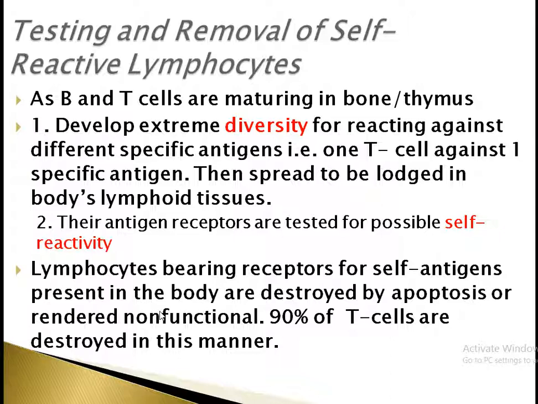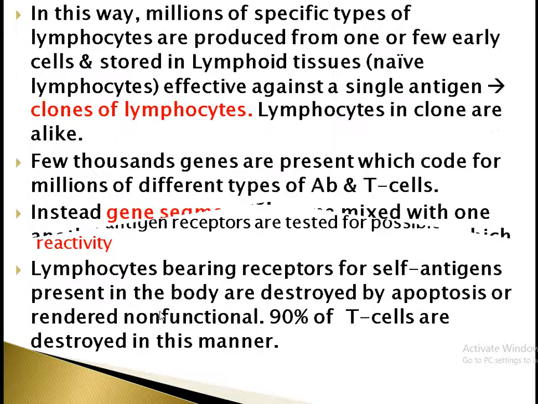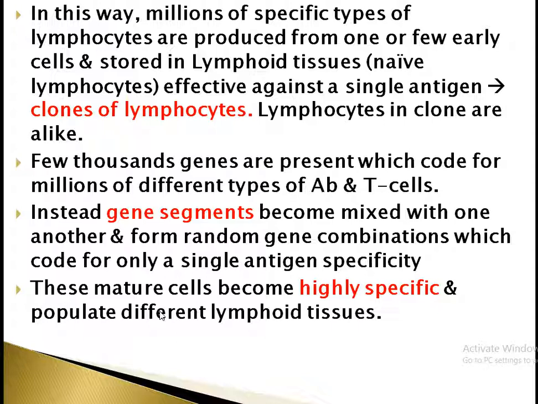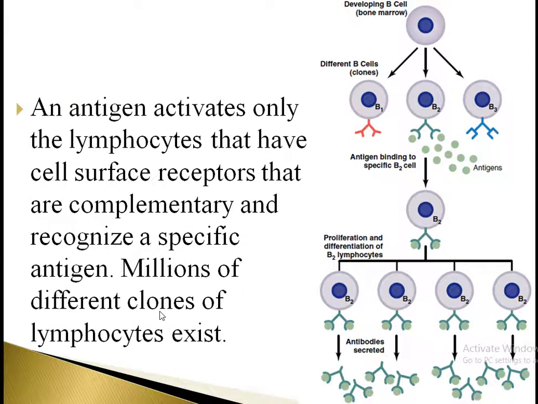All the different lymphocytes that are capable of forming one specific antibody or T cell are grouped together and called the clone of the lymphocytes. Lymphocytes in one clone resemble each other. Through this, I want to show you how the specificity regarding antigen antibody reaction is there through the B lymphocytes.